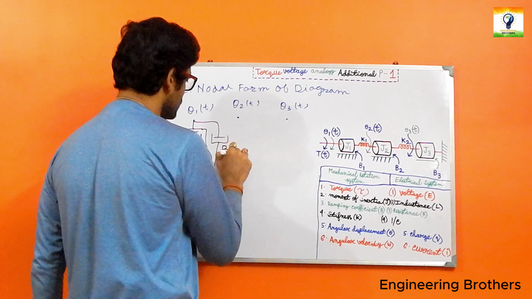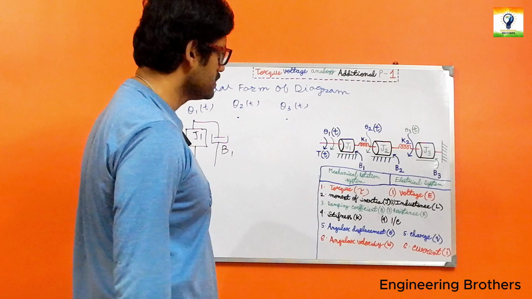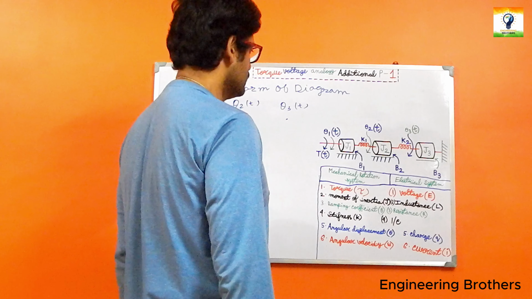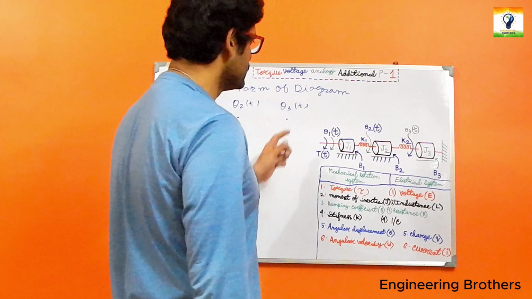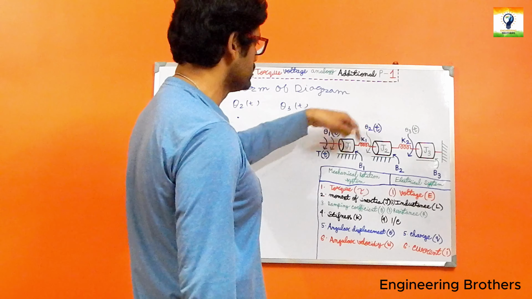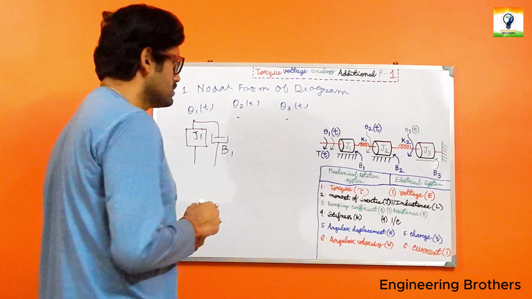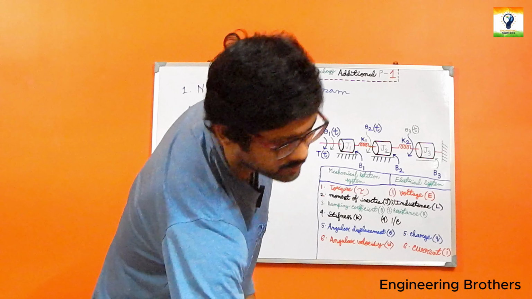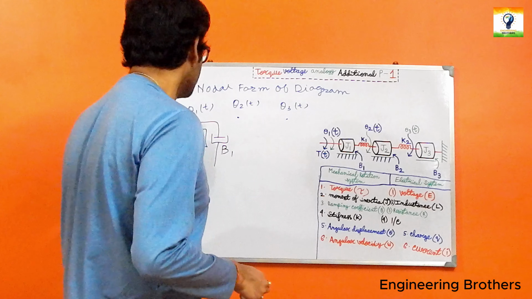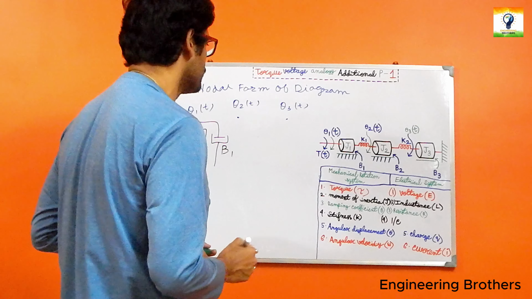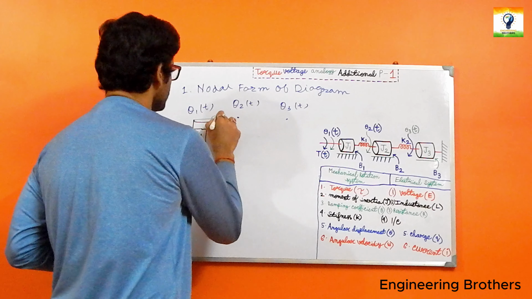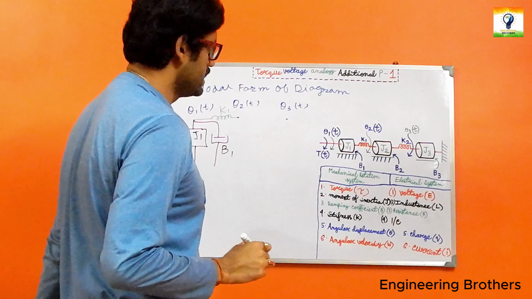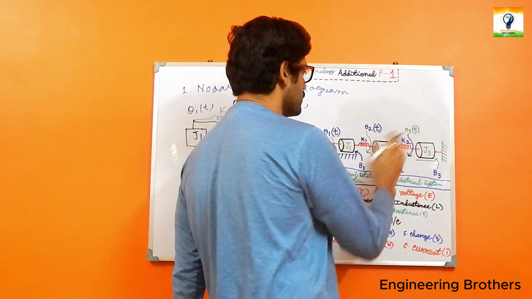For our next step, we can see that in between theta 1t and theta 2t, we have the rotational spring element K1. So in between theta 1t and theta 2t, we are going to connect our K1 here. This is our K1 that has been connected.